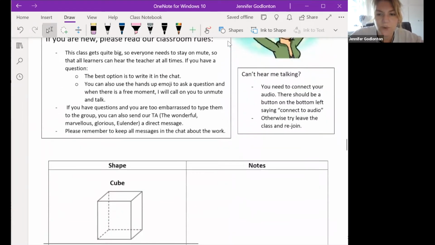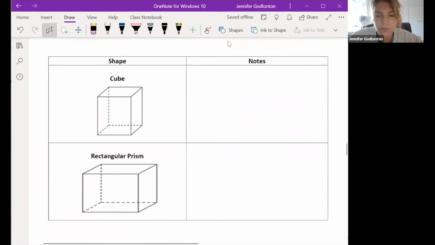Jump right into these formulas. Okay, so these are the two that we're looking at today, and we're looking at their surface area.